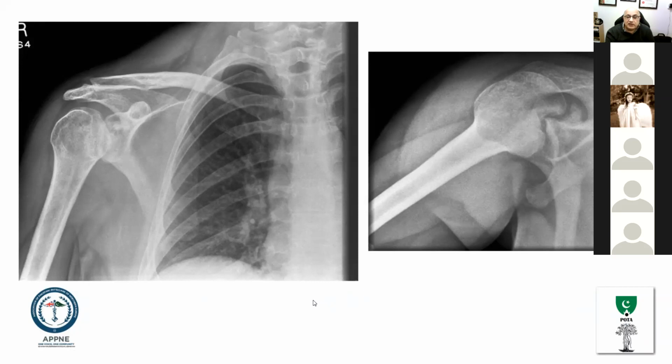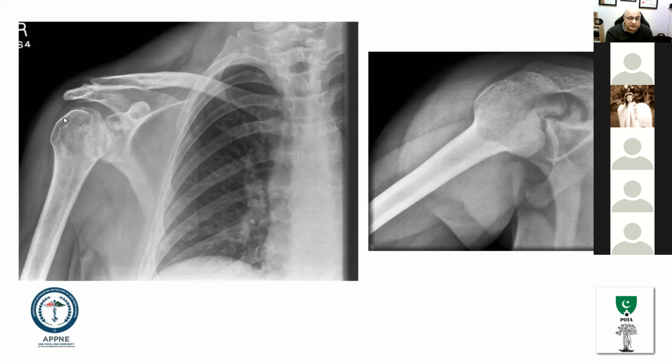Sir, may I ask how the bulb sign is appreciated on the AP view? If you look at a normal shoulder, the humeral head is here, and it is round. This is very classical. It's like a bulb. This is not what a normal shoulder looks like.